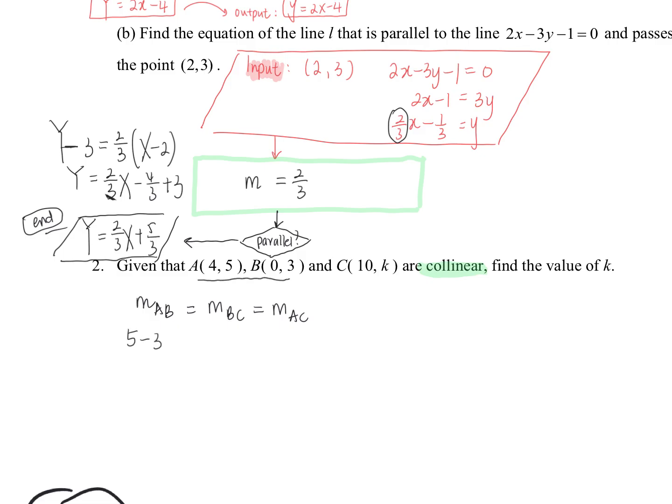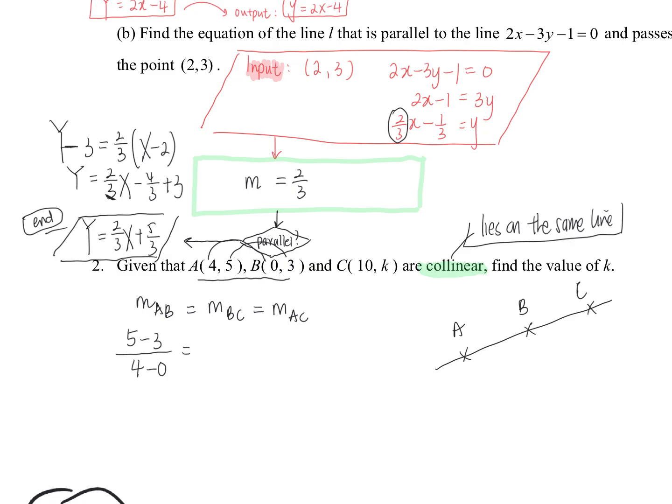So 5 minus 3, y2 minus y1, x2 minus x1. Collinear means the 3 of them are on the same line. Okay, collinear means lies on the same line. Okay? So, next one, you can either choose BC or AC, your choice, depending on which one you prefer. I will choose BC because B has a 0, easier to calculate. So I will drop this one.